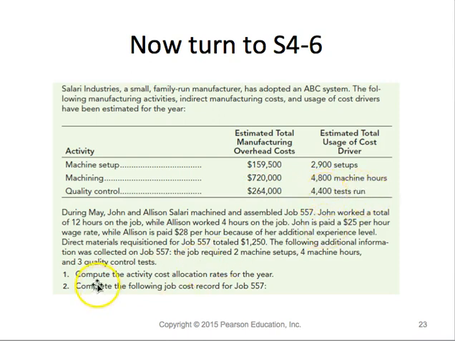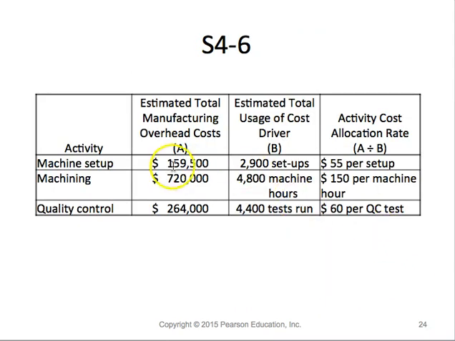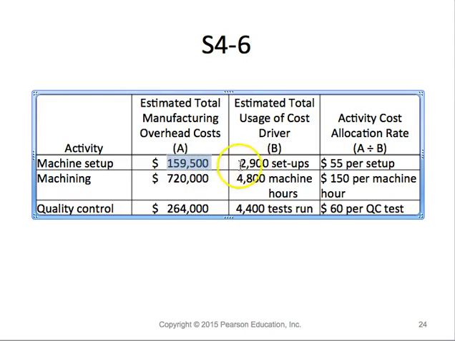So this is going to be number one, computed activity cost allocation rate for each year. So this is per year. And then we're going to complete the following job cost record for job 557. So let's take a look. So use this number divided by this setups, and so per setup is $55, per machine hour is this, and per quality control test will be $60. So here are the simple calculations.